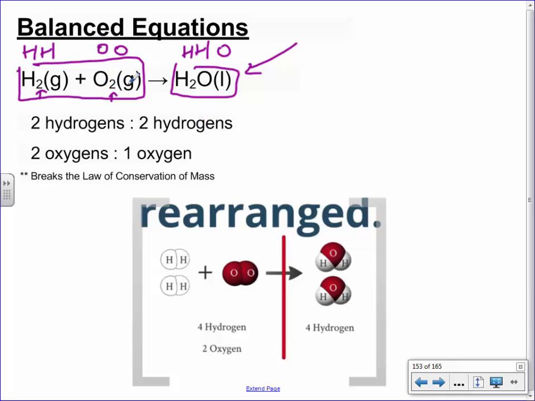How can I start with 2 hydrogens, end with 2 hydrogens, start with 2 oxygens, but end with 1 oxygen? Where did the other oxygen go? It can't be lost. That would break Lavoisier's conservation of mass idea. And so what we often have to do is something called balancing an equation. And here's how that would look.